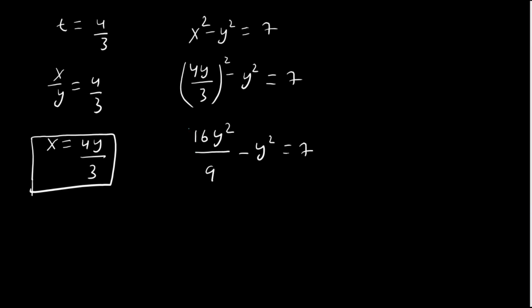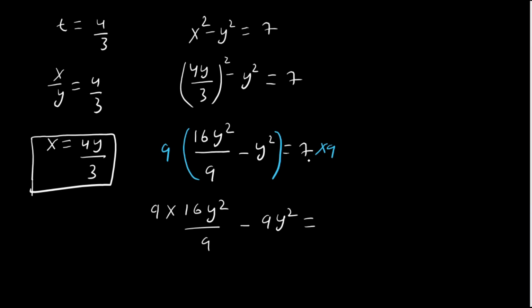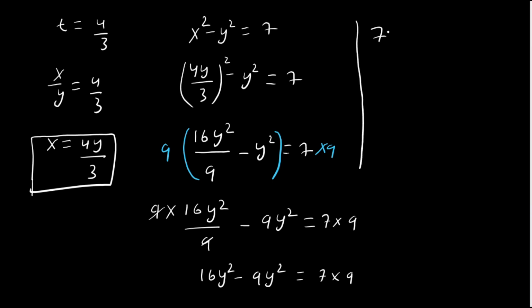If we multiply both sides by 9, then on the left-hand side this 9 is multiplied by 16 times y square over 9 minus 9 times y square, and this is equal to 7 times 9. This 9 and this 9 cancel out. On the left-hand side, 16 times y square minus 9 times y square is equal to 7 times 9. 16 times y square minus 9 times y square, that is 7 times y square, is equal to 7 times 9.